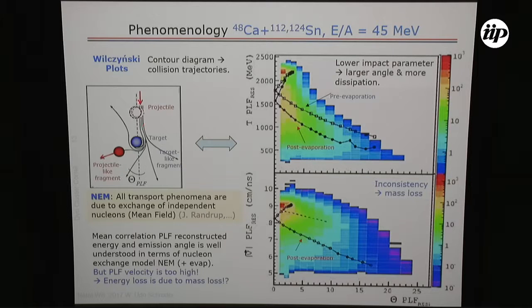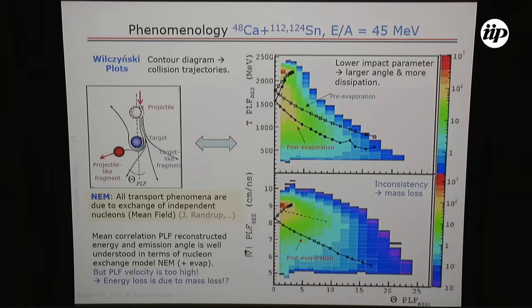trajectory idea that the projectile, when it hits the target and comes into nuclear contact, is pulled around and interacts with the target. There's an exchange of particles, of nucleons, going on between projectile and target, which is associated with a transfer of energy from the collective relative motion to internal excitation energy. And therefore, you expect a relation between the scattering angle and the loss of kinetic energy of the projectile.